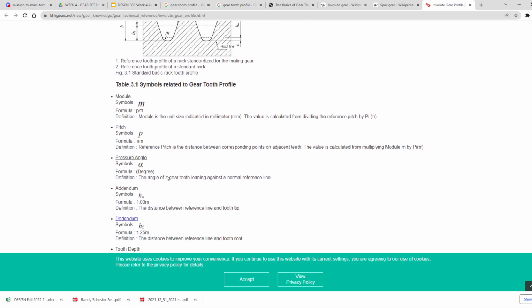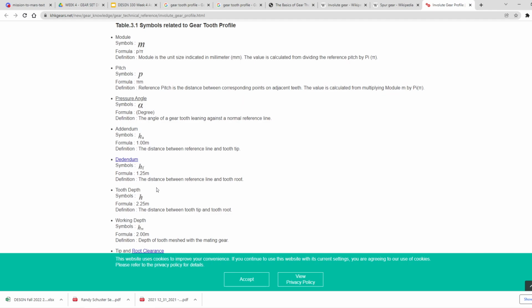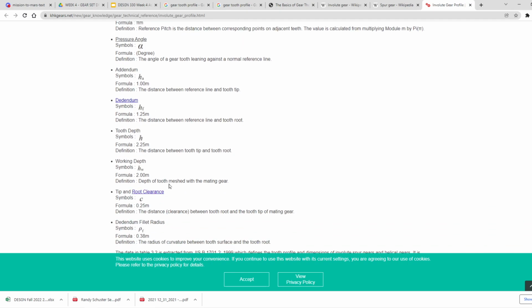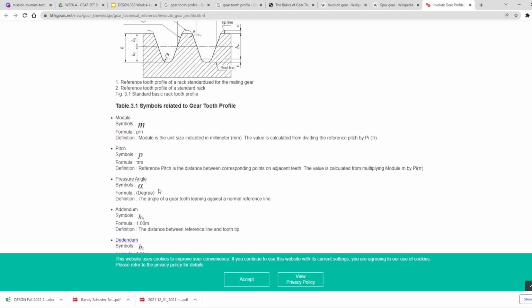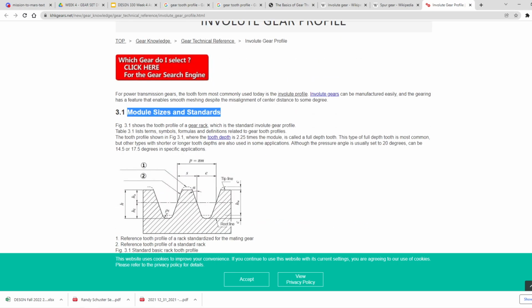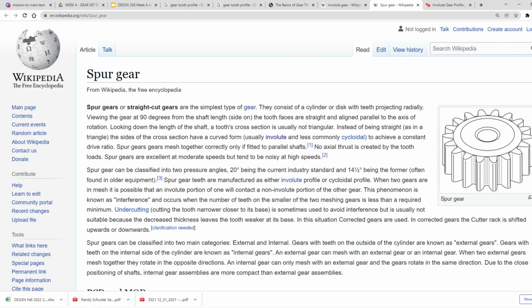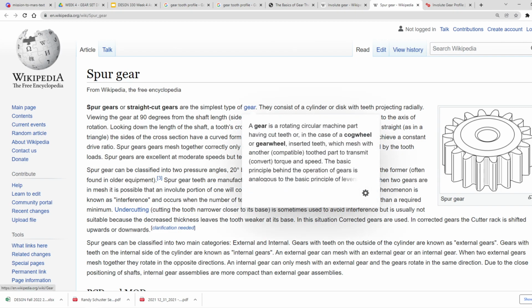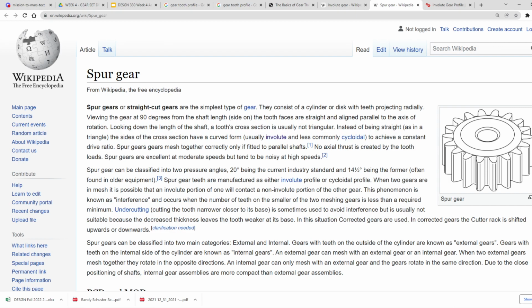There's pressure angle, addendum, dedendum, tooth depth, all these things. Wow, look at all those things. These have to do with the module. I found another one here. It didn't give me a lot, but it talked about involute and undercut. So this is sort of how gears are. Spur gears, or straight cut gears, are the simplest ones.